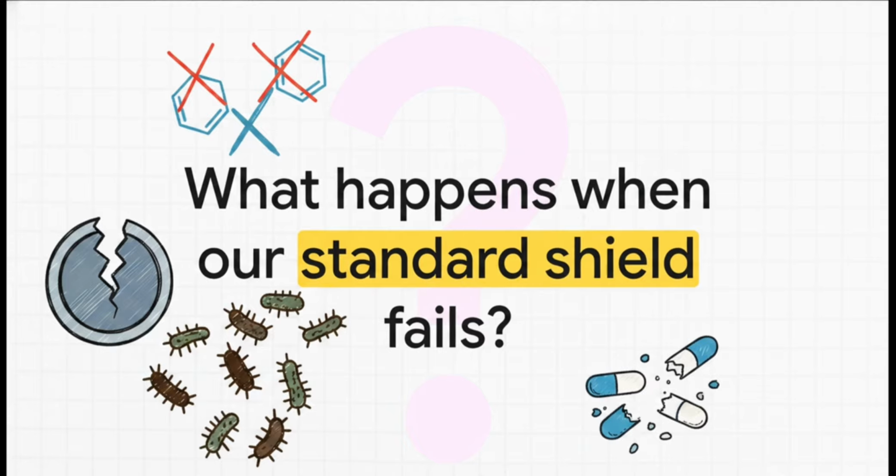So as we wrap up this explainer, looking at the heavy toll this ancient disease still takes today, I have to leave you with this vital question. With the terrifying rise of these drug-resistant strains, if our standard first-line shield completely shatters, are we globally prepared for what comes next?